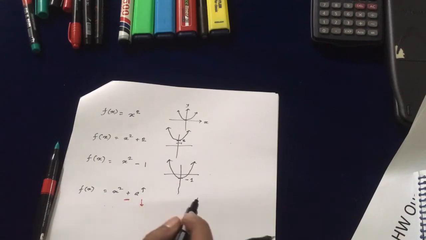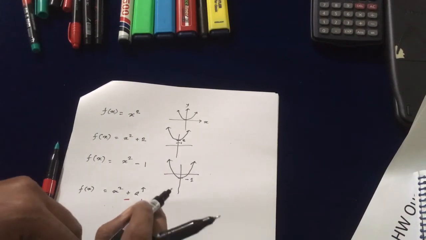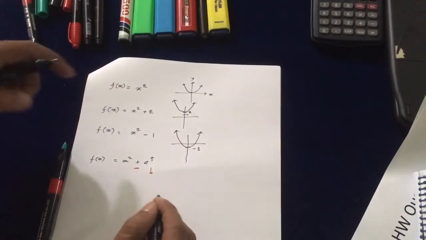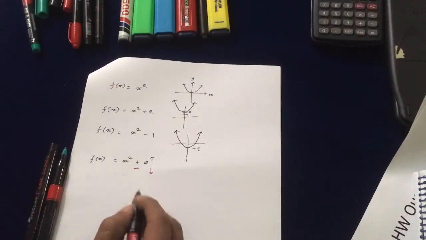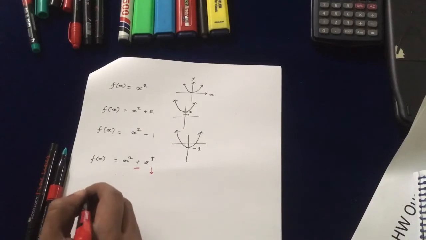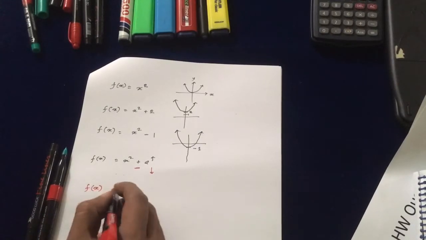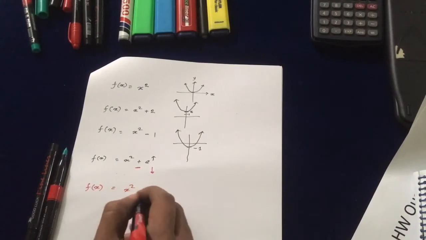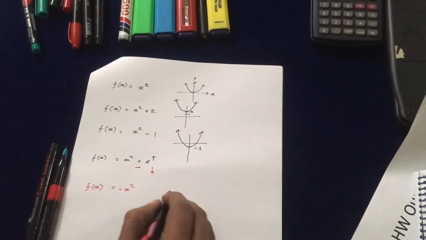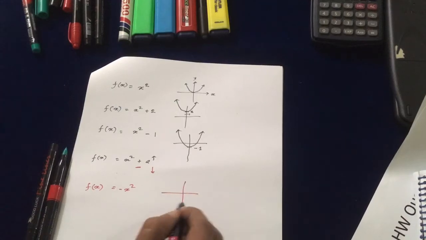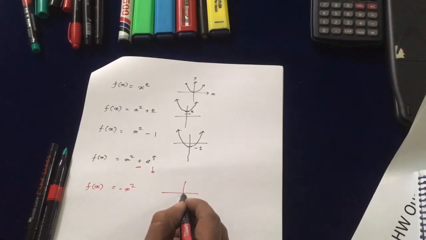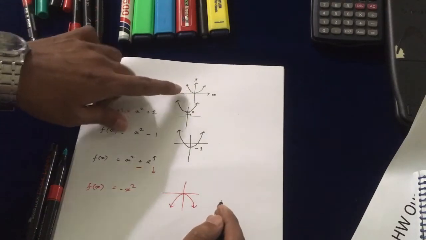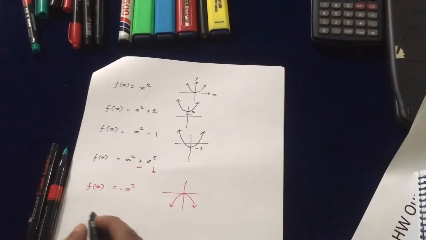Okay, let's do some other things which are related to the negative. Let's look at the negative sign. What about f(x) equals minus x squared? So the minus x squared graph is, for this minus there will be a reflection here. The exact same graph will have a reflection here.